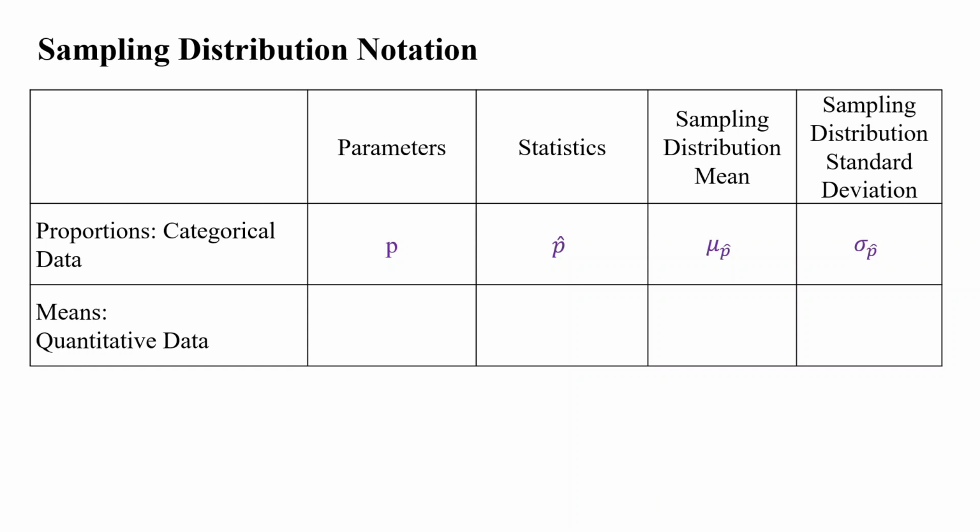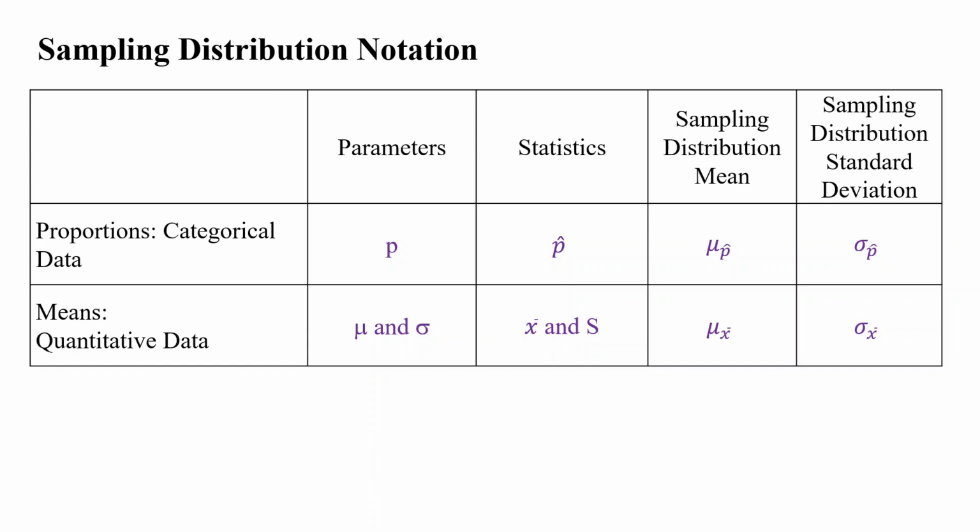Now for means, we're going to get into this today with our sampling distribution for a sample mean. Our parameters for a mean are going to be mu and sigma, because we have the population mean and population standard deviation. Our statistics are x bar and S, a capital S, okay? So x bar and capital S. And then for the sampling distribution, the mean is going to be mu sub x bar, and it's sigma sub x bar for the sampling distribution standard deviation.